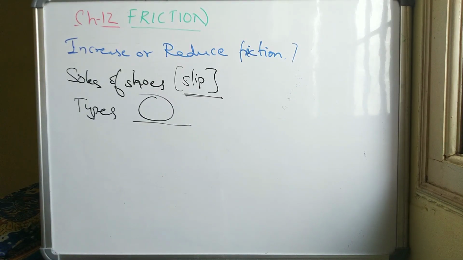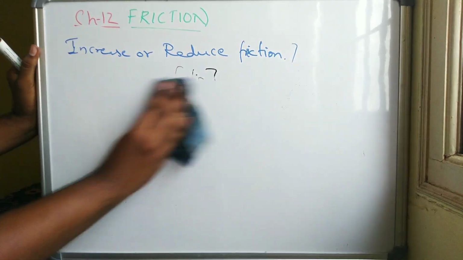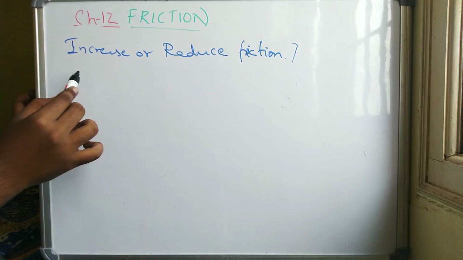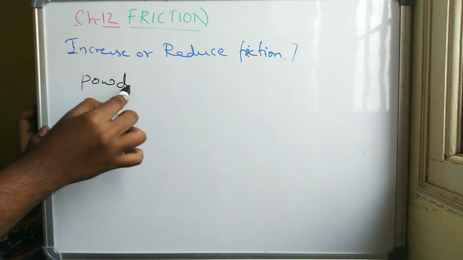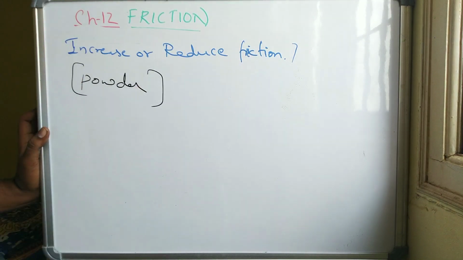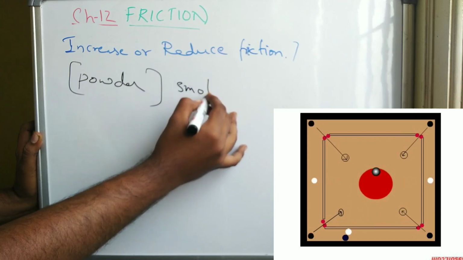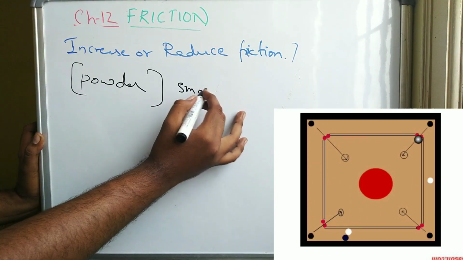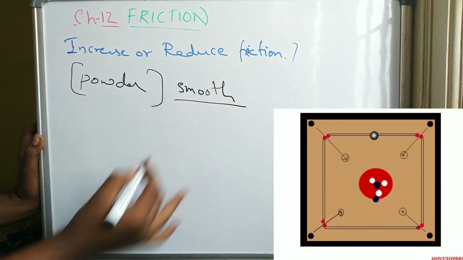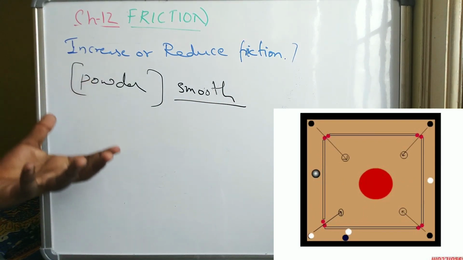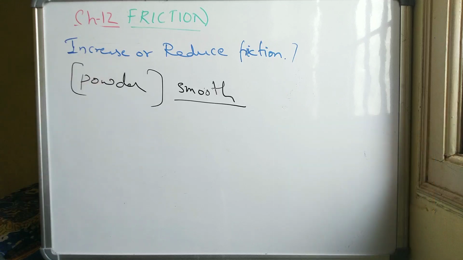Now we'll be discussing why we reduce the friction. You might have seen, when playing carrom board and all, you use powder, right? Why do we use powder? In order to reduce friction, so that it can move smoothly, or we can say in order to create a smooth surface. So powder is sprinkled over the carrom board to decrease friction.